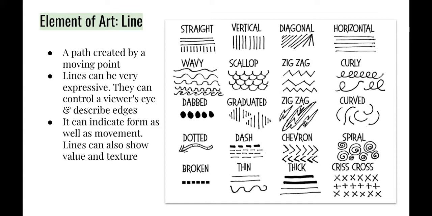Lines can also show value and texture. We use line for quite a bit. As you can see, there's different types of lines: straight, vertical, diagonal, zigzag, curly, chevron, spiral, etc.